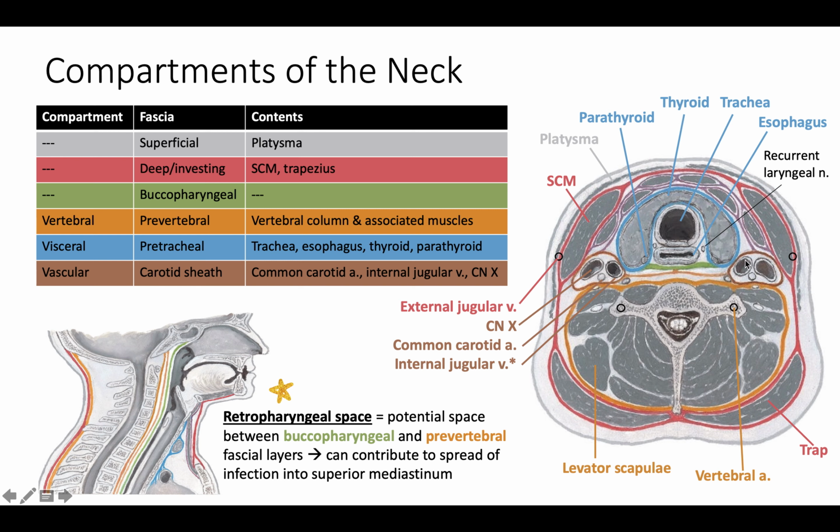And then right around our vasculature, we've got our carotid sheath, and that is composed of the common carotid, internal jugular vein, and our vagus nerve. So remember, internal jugular vein is in the carotid sheath. Okay, so the retropharyngeal space is that space that is between the buccopharyngeal and the prevertebral fascia layers, and it is a potential space. So let's say infection gets in there, it can contribute to the spread of it down to the superior mediastinum.